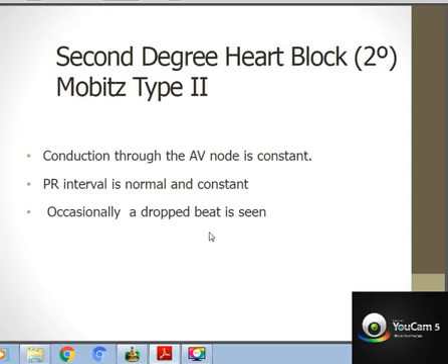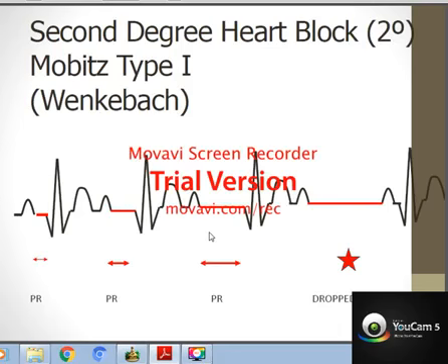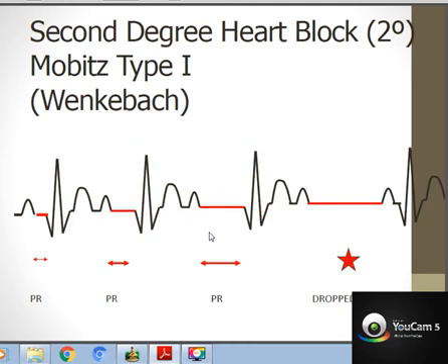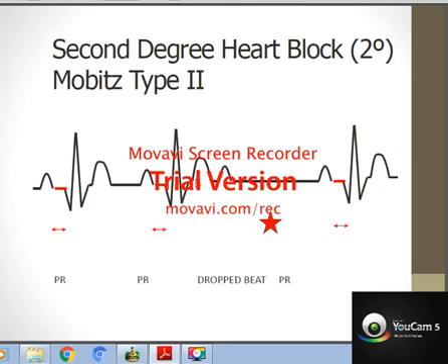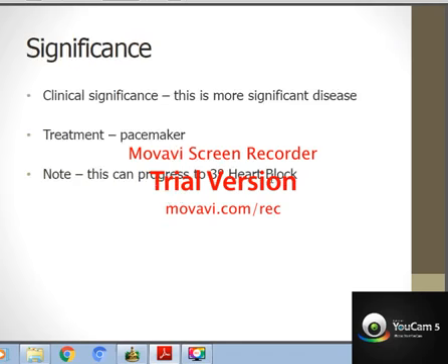So Mobitz type 1, as we said, progressive PR interval until a dropped beat is seen. In second degree, dropped beats or missing beats happen, whether it is type 1 or type 2. But in type 1, Wenckebach, PR interval is progressively prolonged until a dropped beat is seen, whereas in type 2, PR intervals are normal, but in between there are dropped beats or missing beats seen.